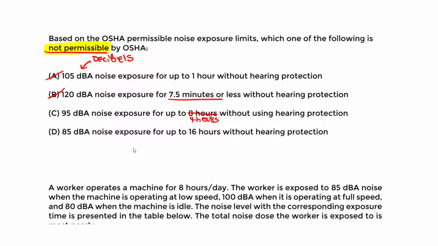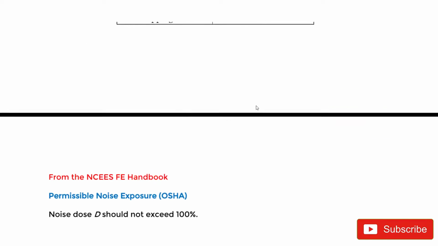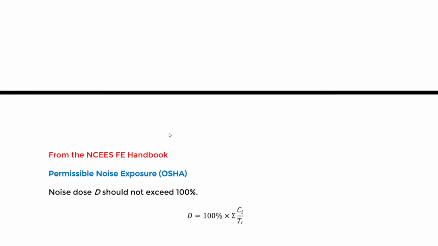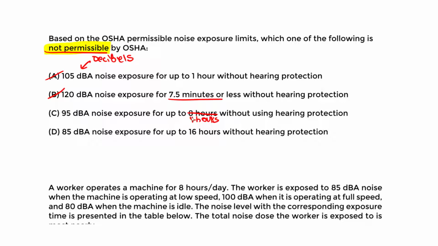And if it was 8 hours, just know you would go down and find the 8, and it would be 90. 90 is the noise level in decibels that we're allowed to receive. So for 8 hours, it's 90, but in this case we're looking at 95, so it should be 4 hours, not 8. That's actually our answer.